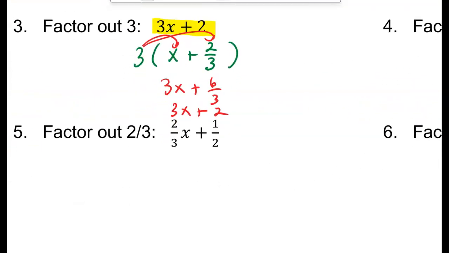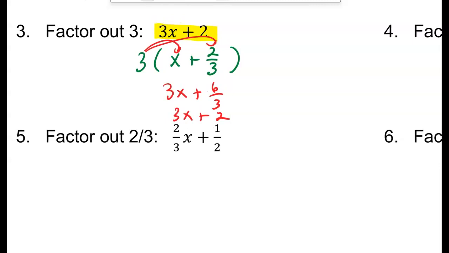All right, here's one for you. Factor out 2/3. Do this with the person next to you and see if you guys get it right. Factor out 2/3. You can tell I did not write this because the fractions are slanted. It's driving me over the edge.